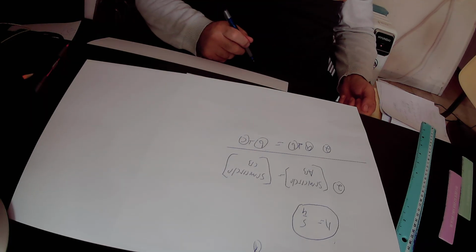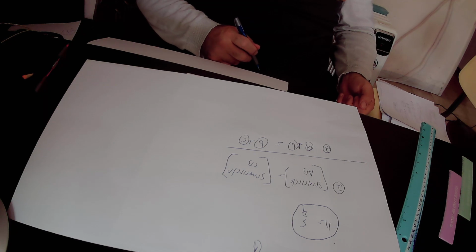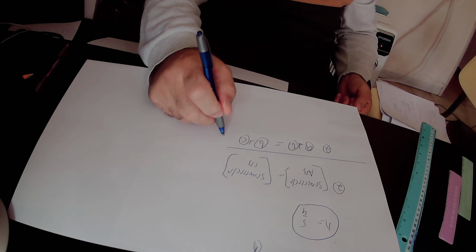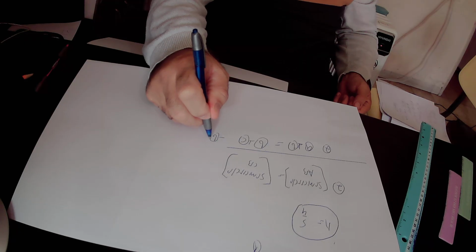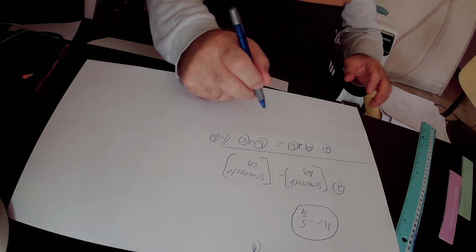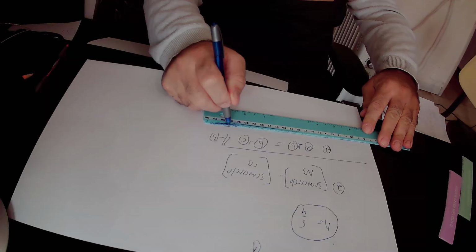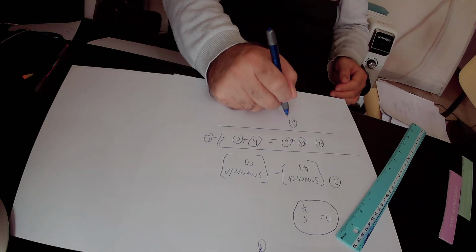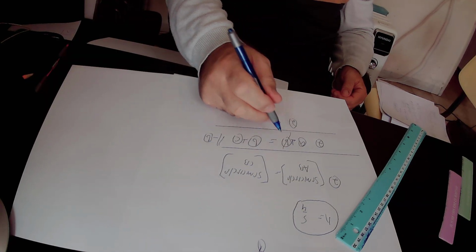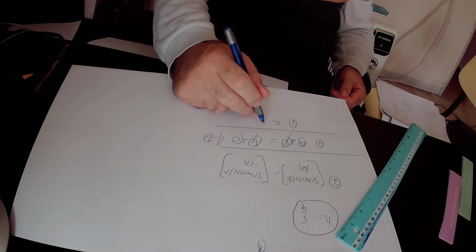So according to equation 2, we should find out that A plus B equals B plus C. Here we subtract B from this equation, and finally we get that according to equation 2, A equals C.